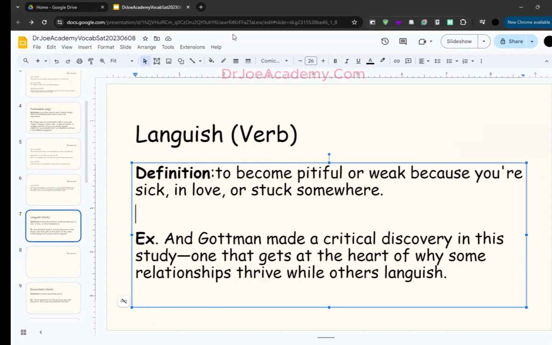So I'm going to give everyone a couple minutes to come up with their sentences for the word languish. And once you're done, you can type it in the chat. And again, if you do need any help, you can always let me know.